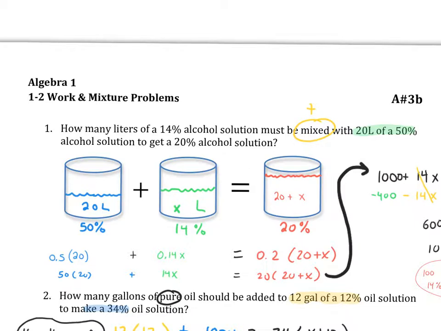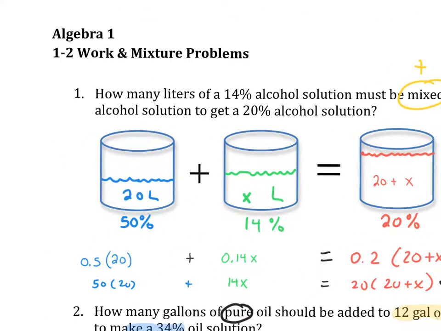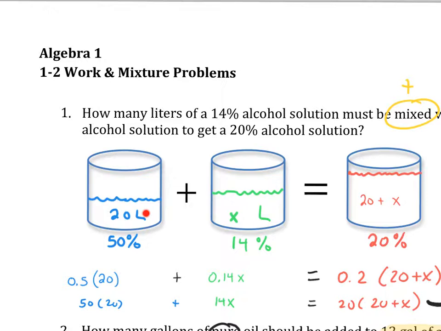So walking through this, number 1: how many liters of a 14% alcohol solution must be mixed with 20 liters of a 50% alcohol solution to get a 20% alcohol solution? So conceptually, here's what's happening. We have 20 liters of the product, which is 50% alcohol. We're going to add a much more diluted 14%, so it's closer to water, and we don't know how many liters we're going to add. But in the end, we're going to get a 20% solution.